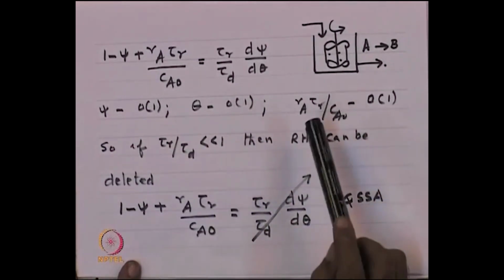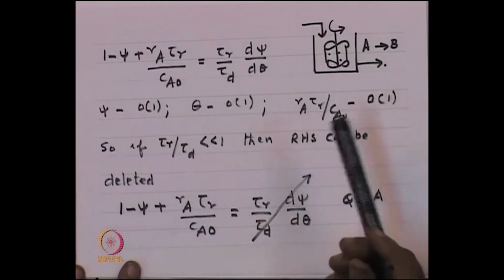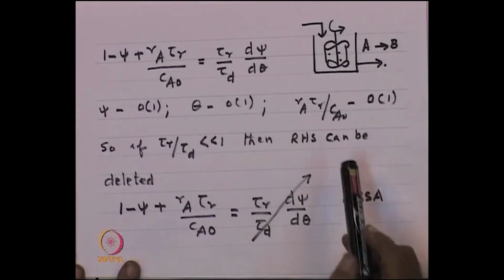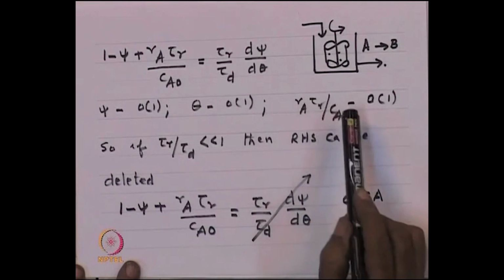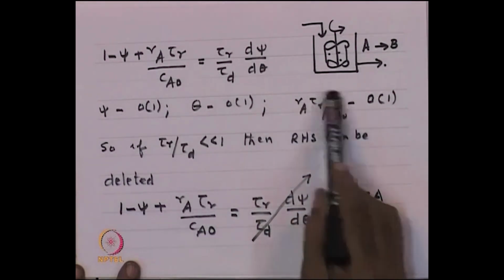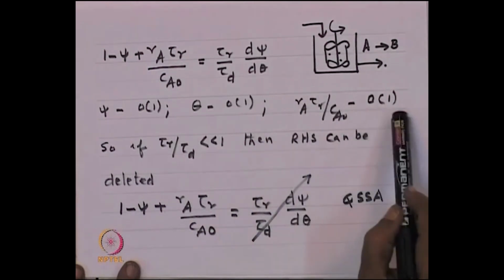Once again, we recognize that R A tau r by C A 0. What is tau r? Tau r is some kind of a reaction time. We can say the inverse of reaction time is the rate constant. Therefore, what this whole thing refers to is some kind of a ratio of reaction rate divided by the maximum reaction rate. That is the kind of meaning this gives. It also has an order of magnitude of 1.